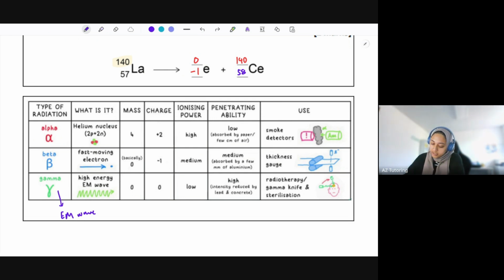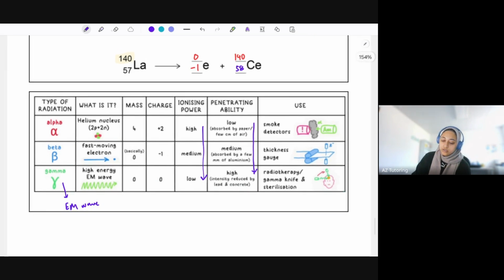However, the penetrating ability increases as you go down. So it's opposite for each. If you remember alpha, beta, and gamma, remember the ionizing power is the opposite of penetrating ability. So you can see it decreases as you go down for this one, but it increases going down for penetrating ability. What does this mean? It means, can it go through something? So you can see that the gamma radiation is reduced by the lead and concrete for this. So it won't go through lead and concrete.